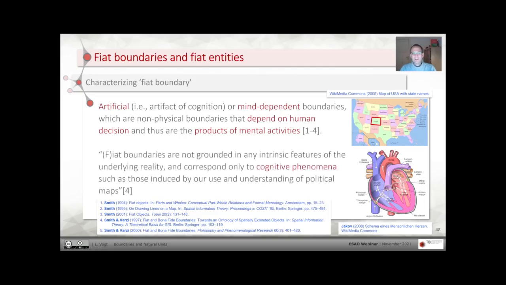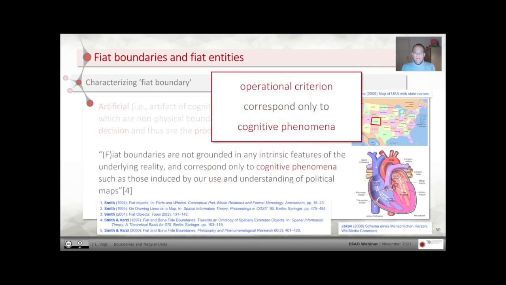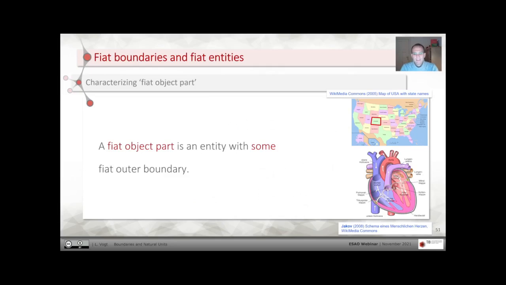And the second criterion is that fiat boundaries are not grounded in any intrinsic features of the underlying reality and correspond only to cognitive phenomena. So we have again two criteria. The ontological criterion says artificial means mind-dependent, and the operational criterion says that it only corresponds to cognitive phenomena. And based on that characterization, we can specify that a fiat object part is an entity with at least some fiat outer boundary, like for instance the human heart, where part of the boundary is bona fide, but also part of the boundary is fiat, and that's why the heart is a fiat object part.